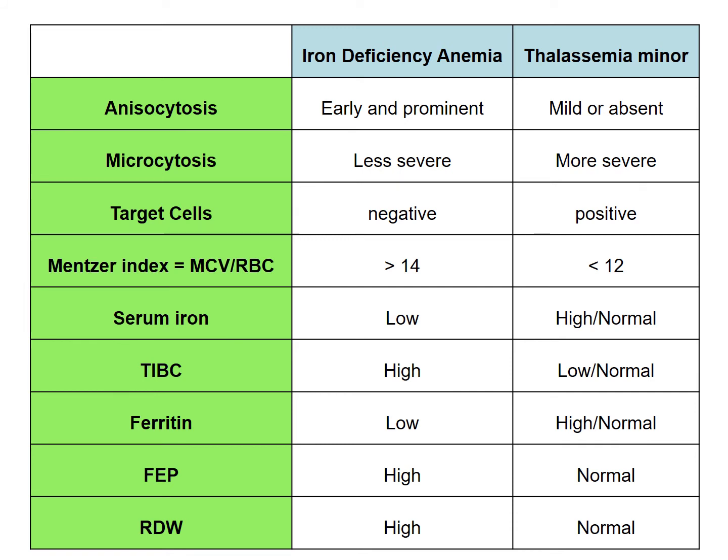For the serum iron and serum ferritin, both are low in iron deficiency, but both are high or normal in thalassemia minor. However, the TIBC is the opposite: it's high in iron deficiency, low or normal in thalassemia minor. And the free erythrocyte protoporphyrin is high in iron deficiency anemia, and normal in thalassemia minor.